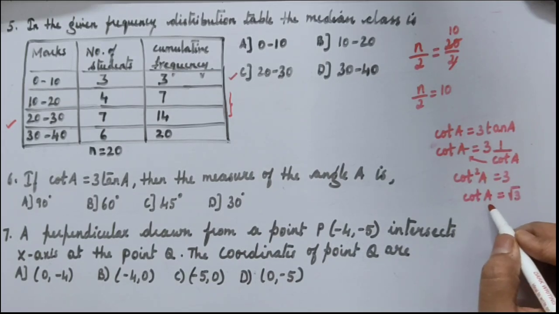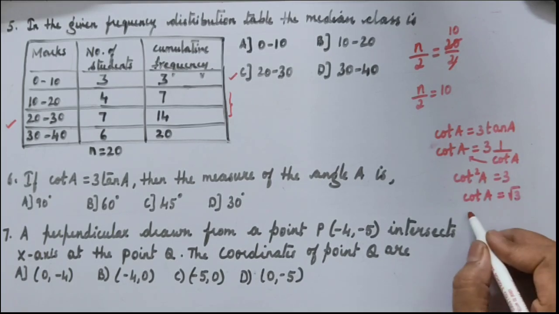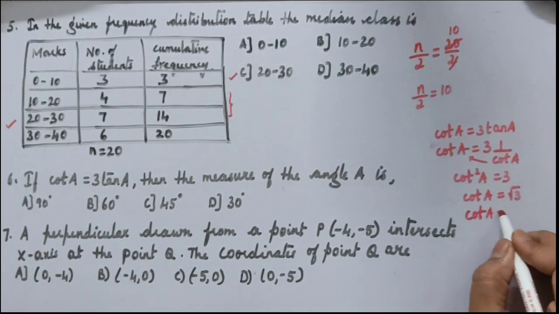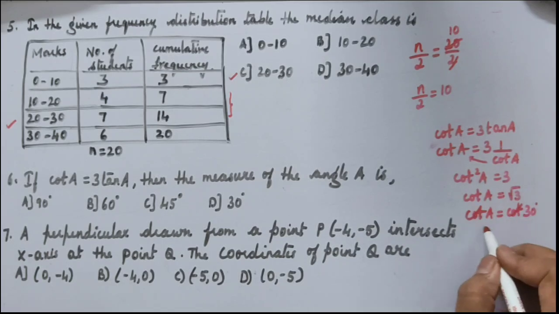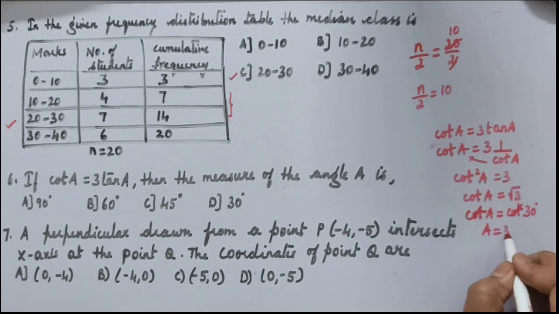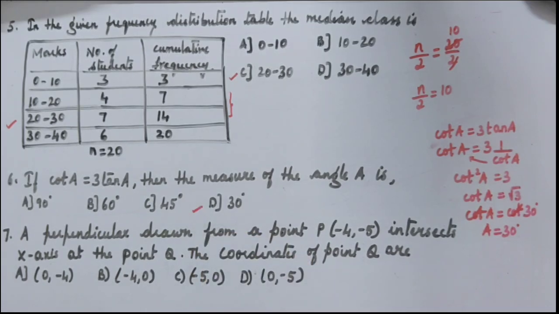So what will be the angle of cot where it is root 3? We can say cot A is equal to cot of 30 degrees. So cot cancels, and A is equal to 30 degrees. So we got option D.